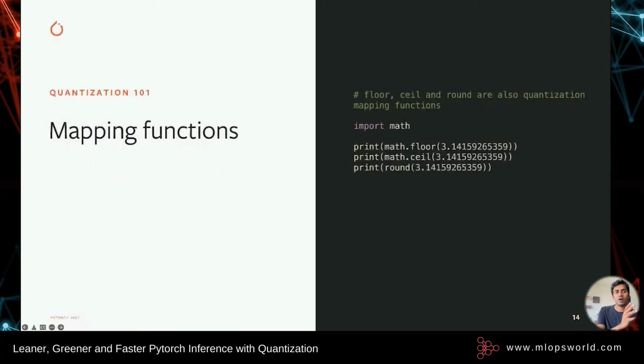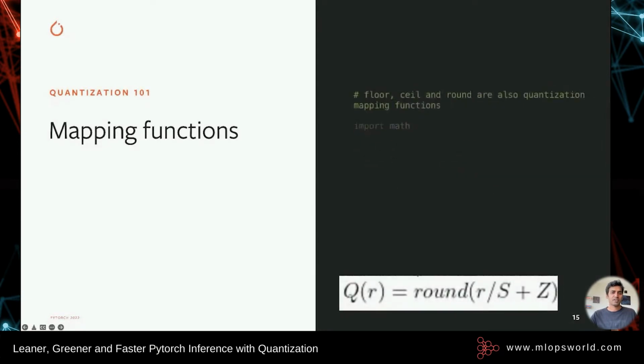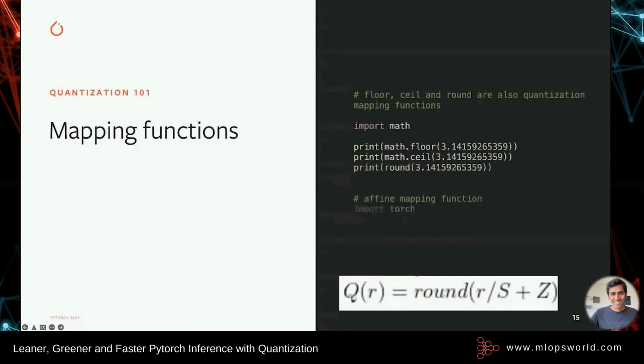So how do you actually go from 32-bit floating point to integer? That's what you have the mapping function for. When you think about it, even the humble round function is a quantization mapping function, because it takes in a floating point number, like you can see pi, and converts it to integer space, that is just a 3. And that's exactly what a quantization mapping function does. But you can imagine that just simply rounding might not give us very good results.